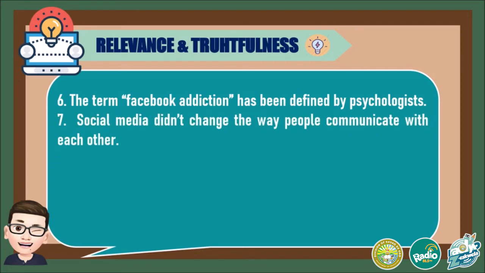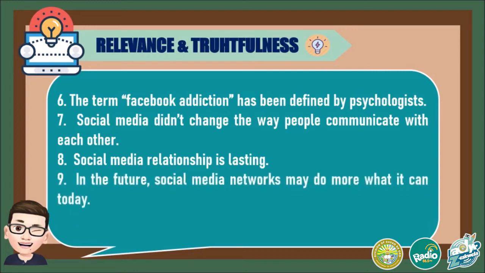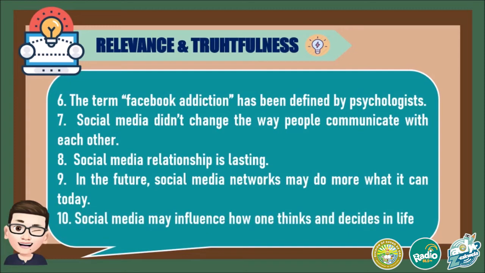Number seven, social media didn't change the way people communicate with each other. Social media didn't change the way people communicate with each other. Number eight, social media relationship is lasting. Social media relationship is lasting. Number nine, in the future, social media networks may do more what it can today. In the future, social media networks may do more what it can today. And number 10, social media may influence how one thinks and decides in life. Social media may influence how one thinks and decides in life.